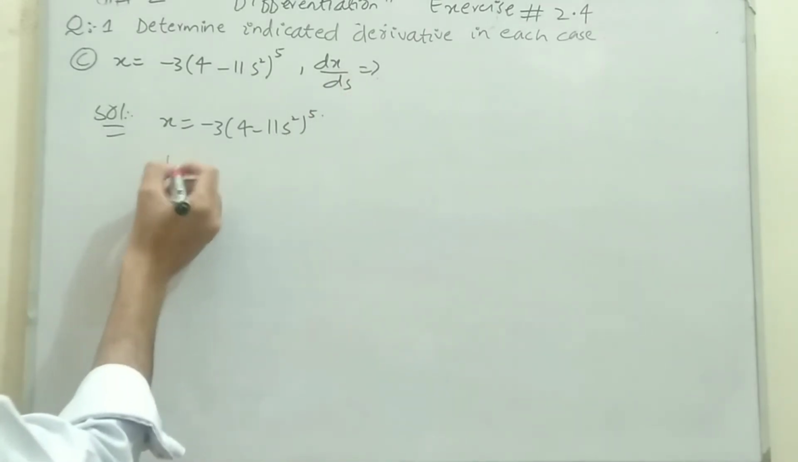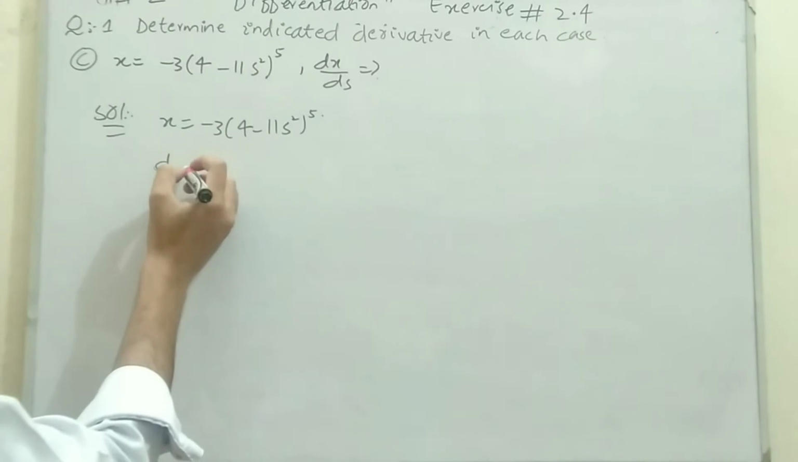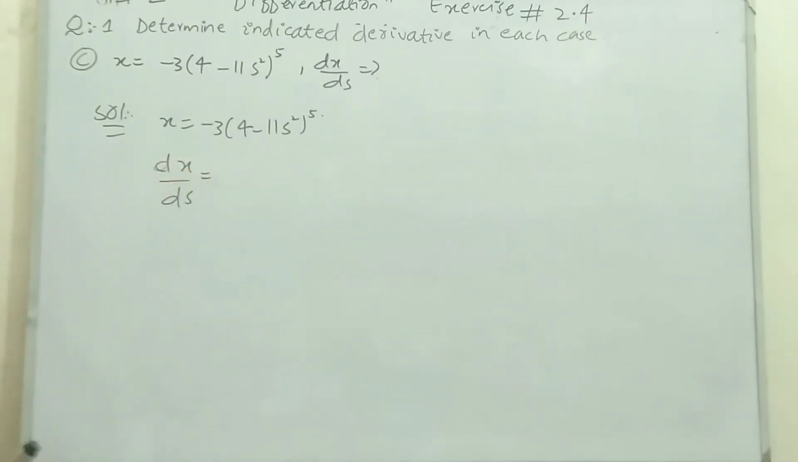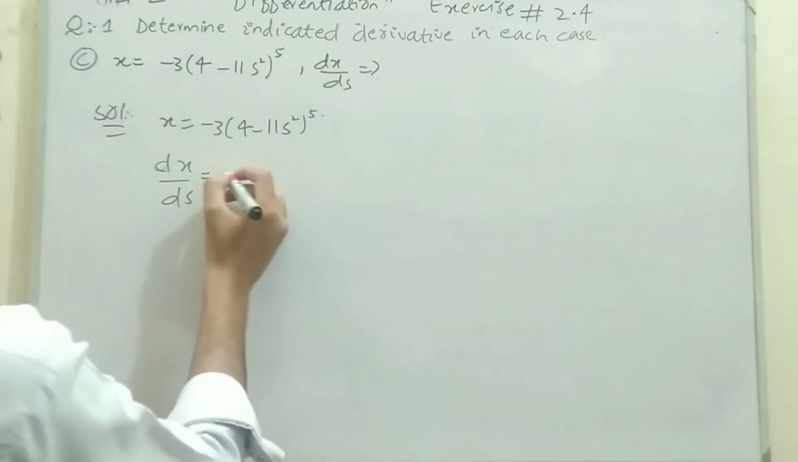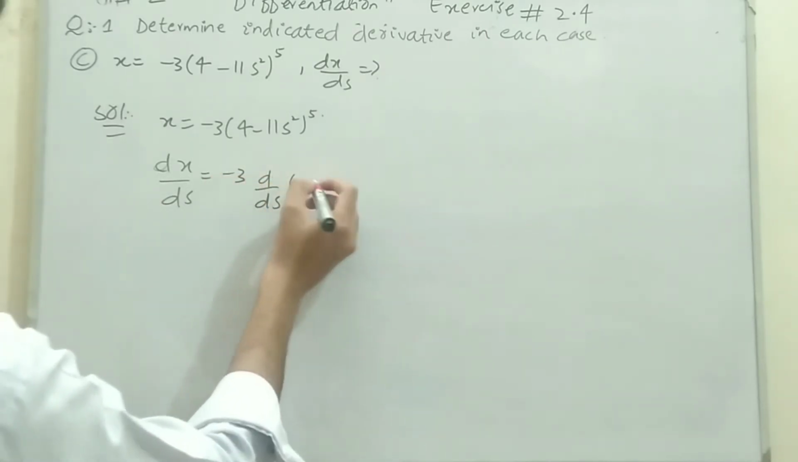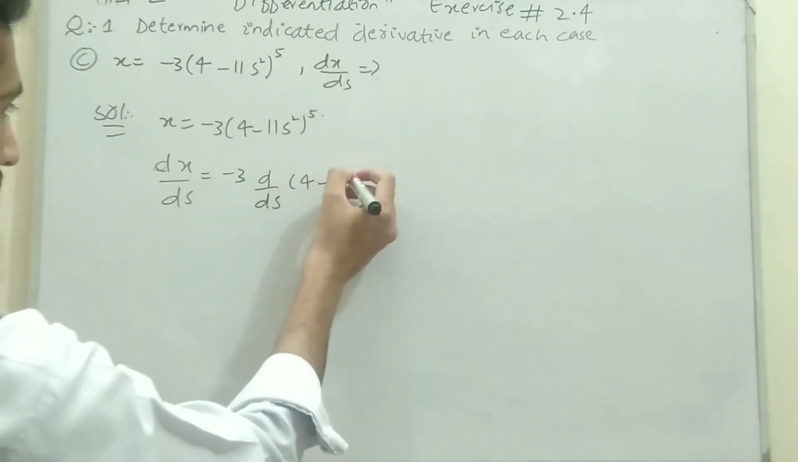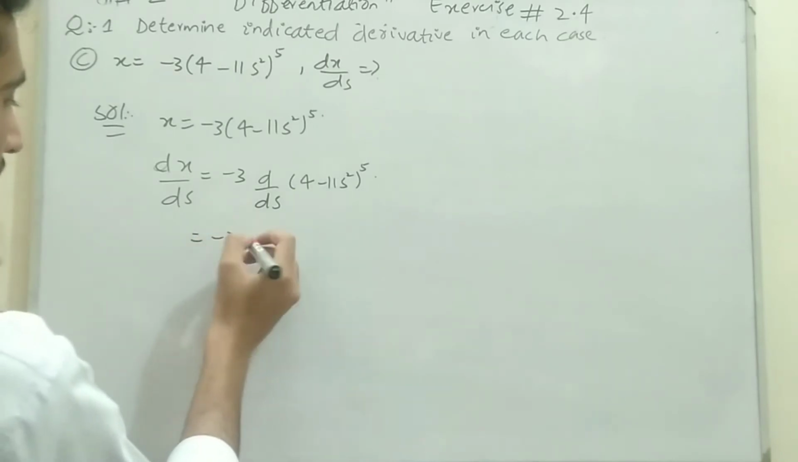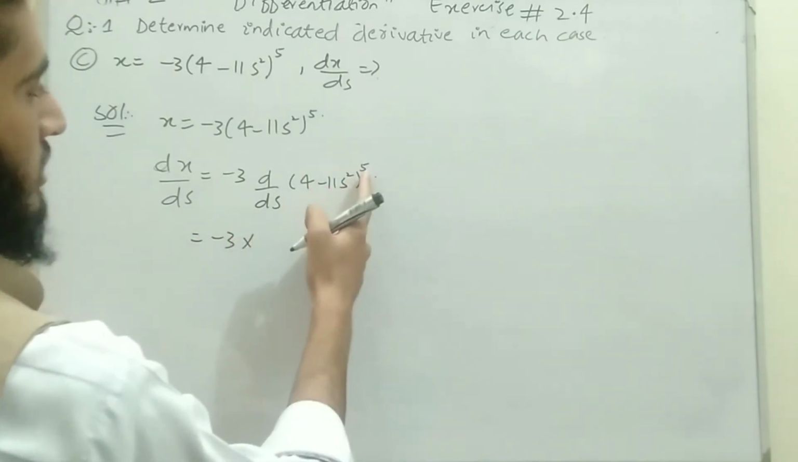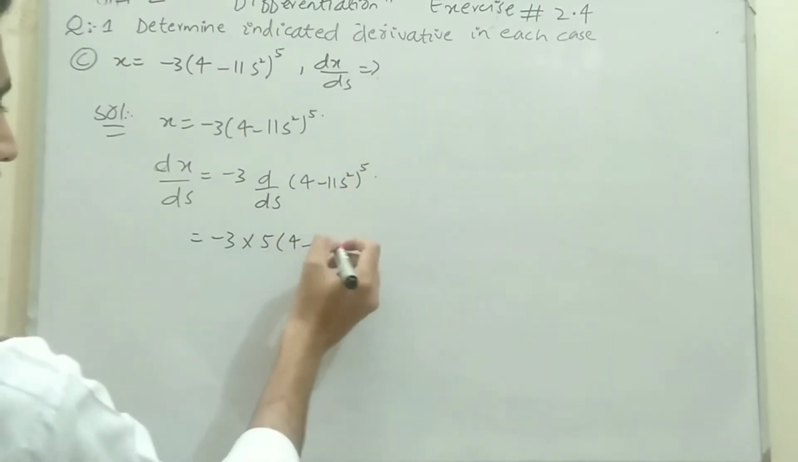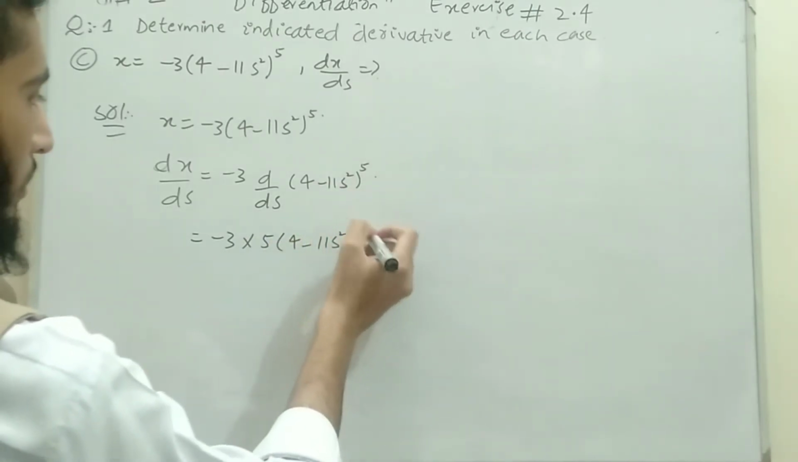So differentiating both sides with respect to s, it becomes dx by ds, which will be equal to minus 3 times the derivative with respect to s. So d by ds of (4 minus 11 s square) whole raised to the power 5. So it becomes minus 3 multiplied by, here use the generalized power rule, 5 comes to the front and subtract 1 in the power, it becomes (4 minus 11 s square) whole raised to power 4.